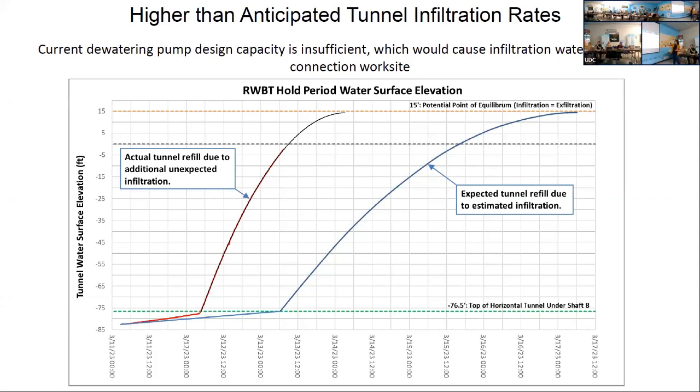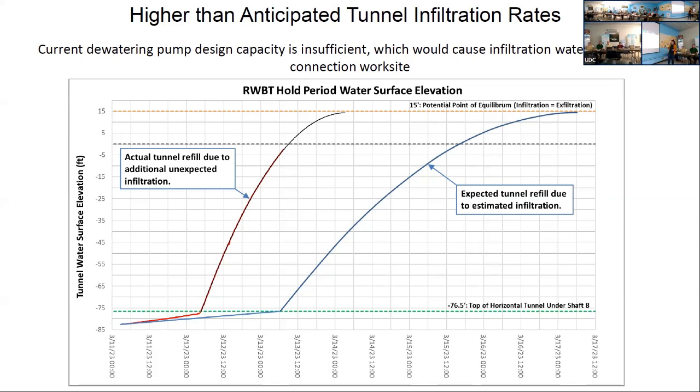This red line here was the actual rate. The blue line here is what we anticipated. You can see that this curve starts earlier than we anticipated, and it's a lot steeper than we anticipated. So the tunnel itself refilled; we were expecting about 20 million gallons of leakage to come back in. It's closer to 30.